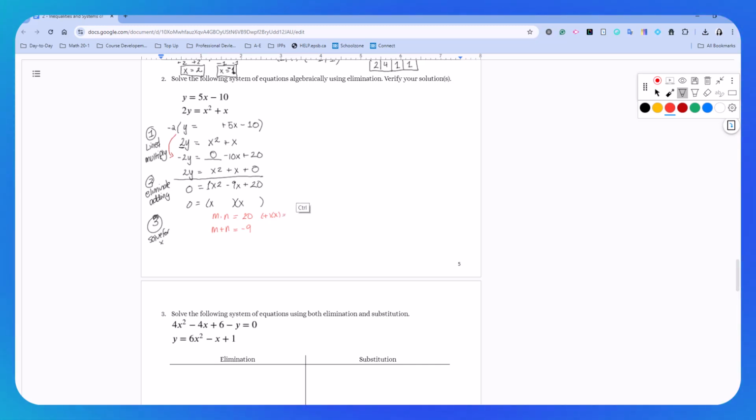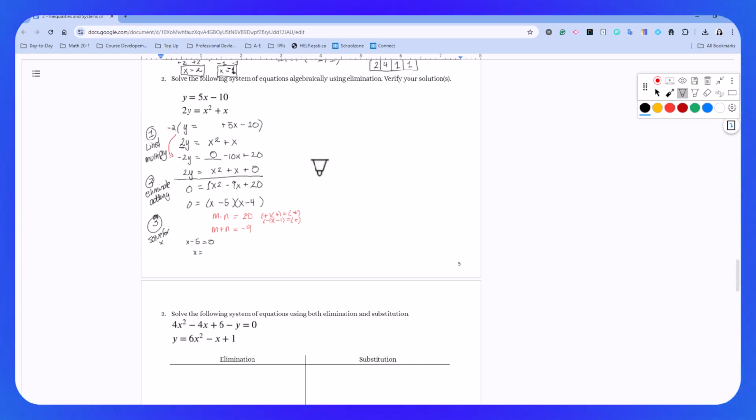Now notice here we have a positive 20, and only two positives can make a positive, or two negatives can make a positive. So that must mean m and n must both be negative. Well, two numbers that multiply to 20 but add to -9 are -5 and -4. So now we have our two little mini equations.